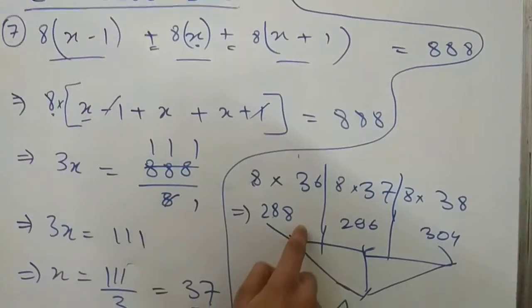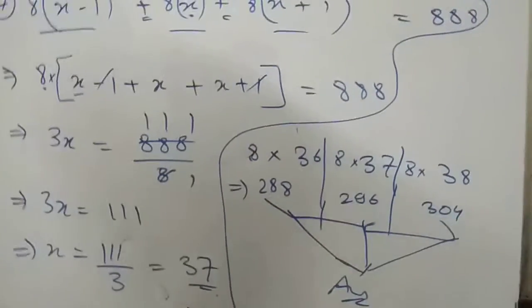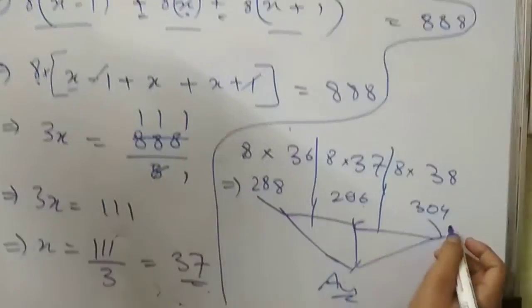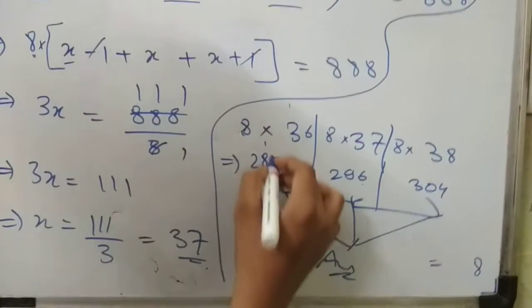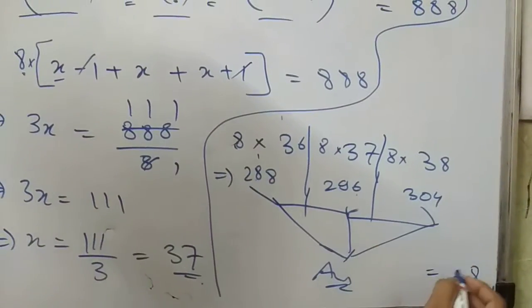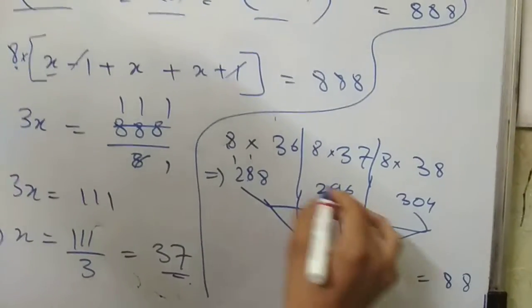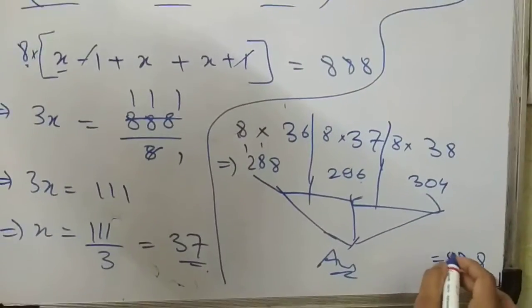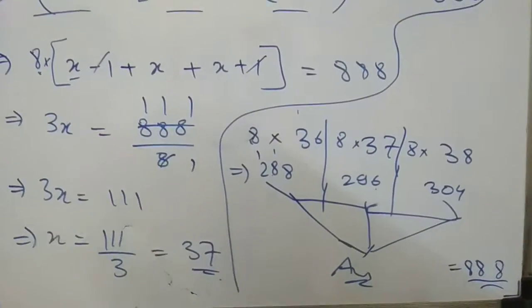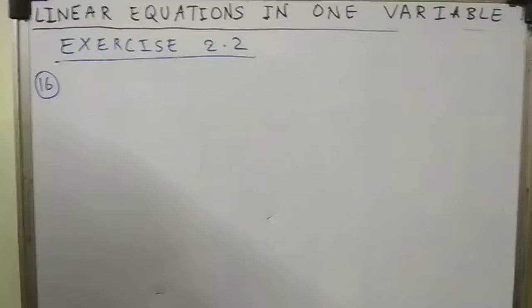If you add these: 8 plus 6 is 14, 8 plus 6 is 14, 14 plus 4 is 18, 1 carry. 8 plus 1 is 9, 9 plus 9 is 18, 8, 1 carry. 3 plus 2 is 5, 5 plus 3 is 8. So what is the final answer? 888. Hence it is cross-checked. Our answers are correct.